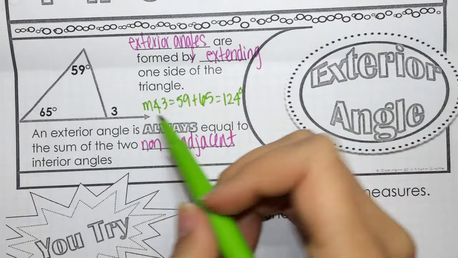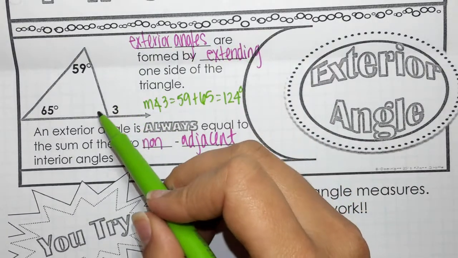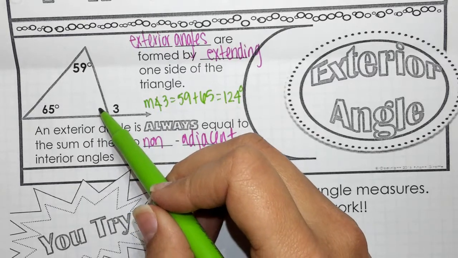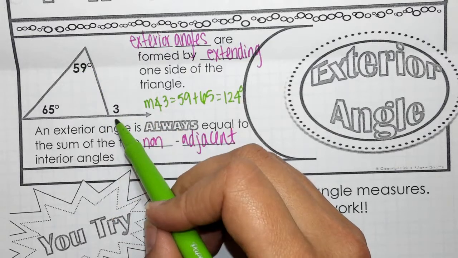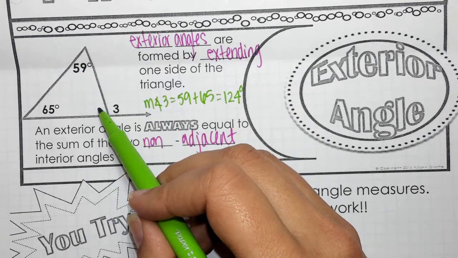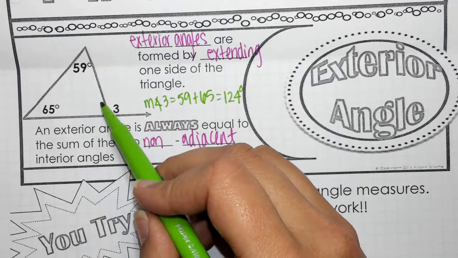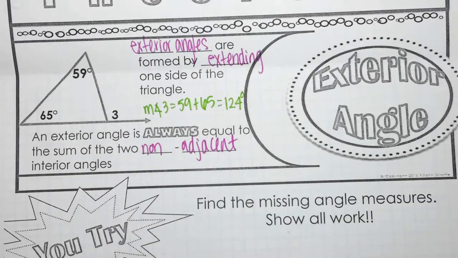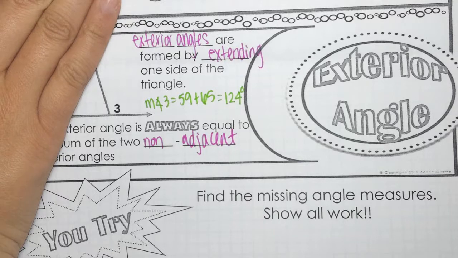Now, what's another way that we could find angle 3? What's another way that we could find angle 3 if we had this angle right here? If I gave you this angle and not 59, how could we find that? Say this 59 was right here instead. Ignore this. Pretend that angle is 59 degrees. How could we find angle 3?